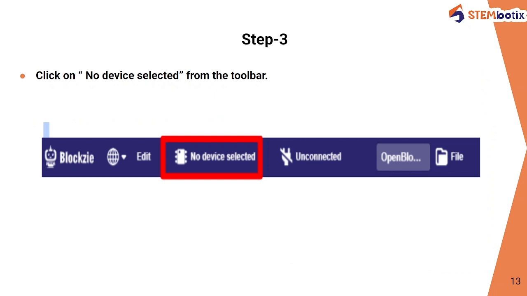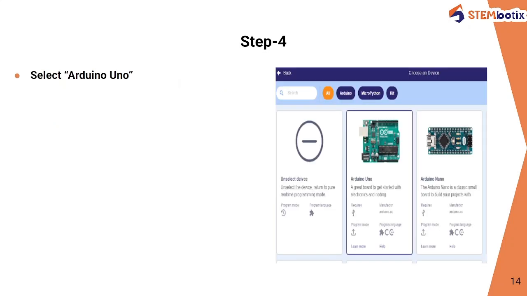Next, now open the Blockzie software for programming the Arduino Uno, and here you can see in a red box, click on the no device selected option from the toolbar. Now the next window will appear on your screen, and you will see some microcontroller boards. So here we use the Arduino Uno microcontroller board. So we will select the Arduino Uno and move forward.